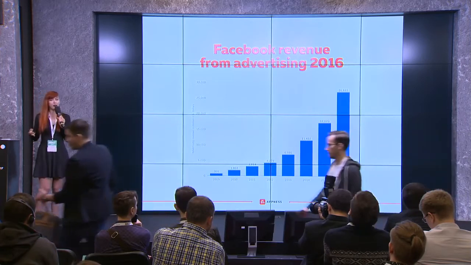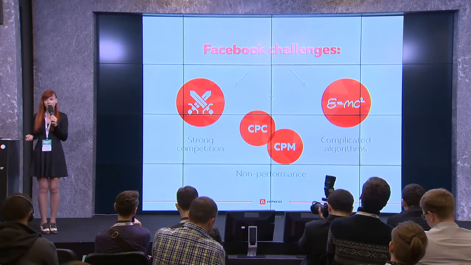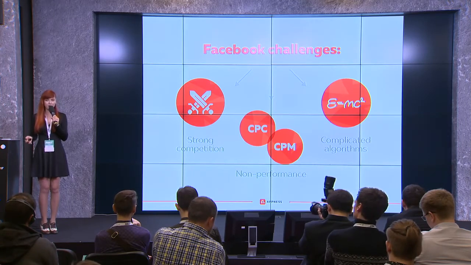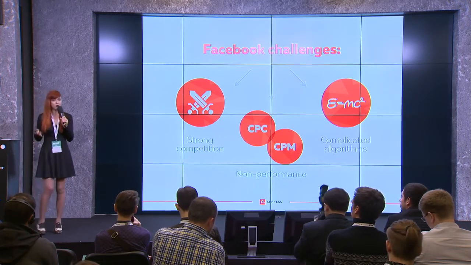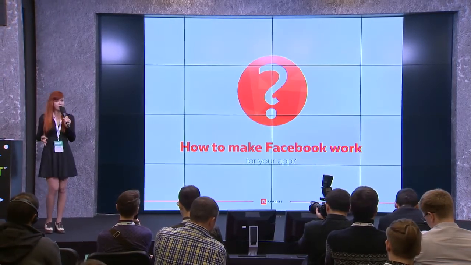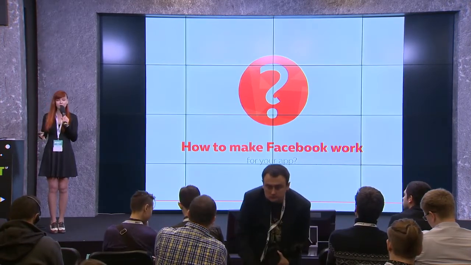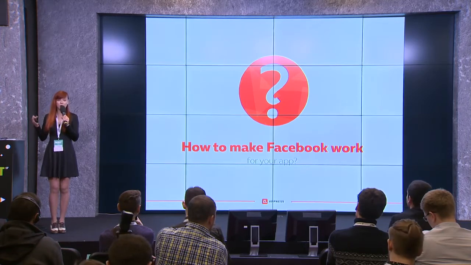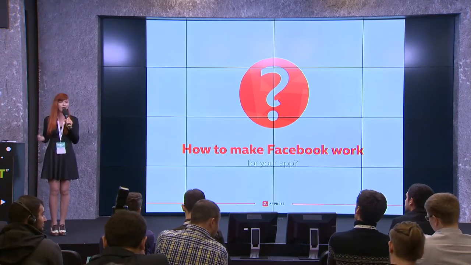However, media buying on Facebook can be tricky because of the strong bidding competition, non-performance models, and complicated optimization algorithms which are far from being transparent. And when I talk about non-performance models, I mean that you can buy traffic only on CPC or CPM on Facebook. So the main question is how to make Facebook ads work for your app, understand optimization algorithms of Facebook, and pay less for good traffic. Today I'm going to share my favorite secrets and life hacks to help you pay less for good traffic on Facebook. Let's start.